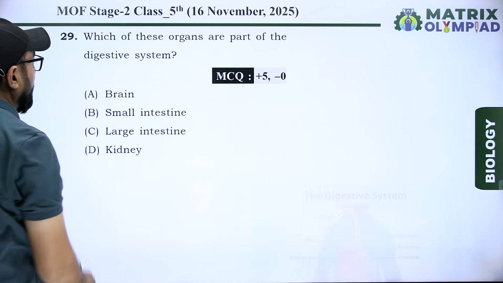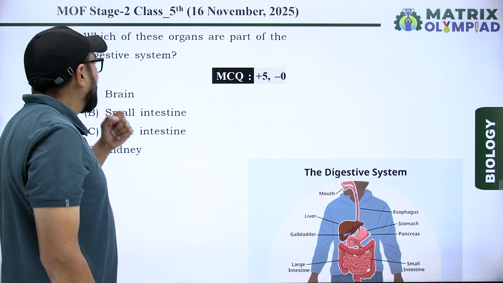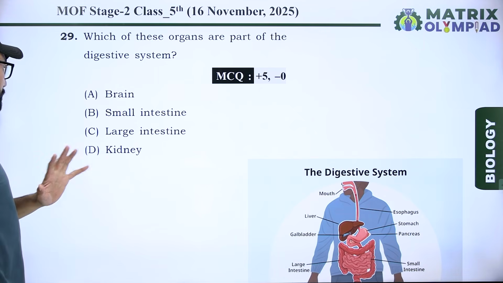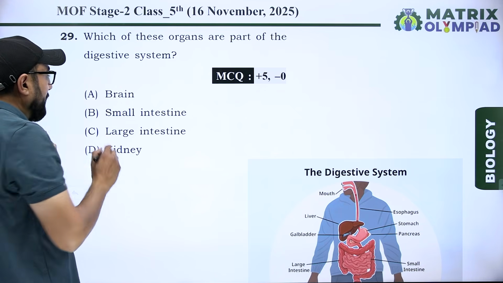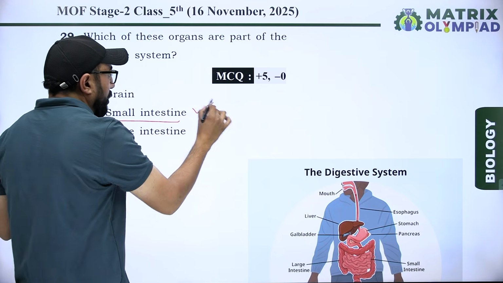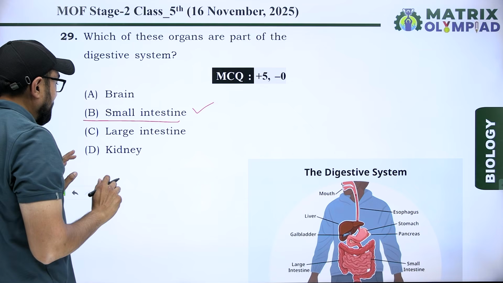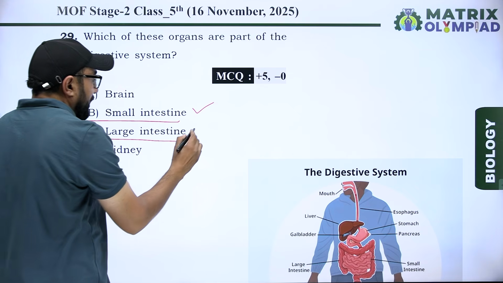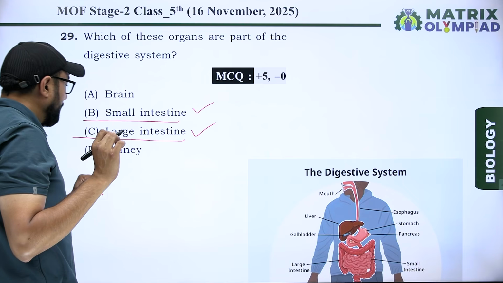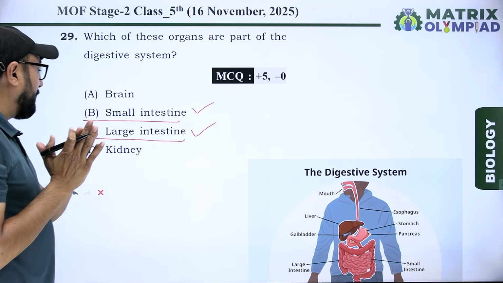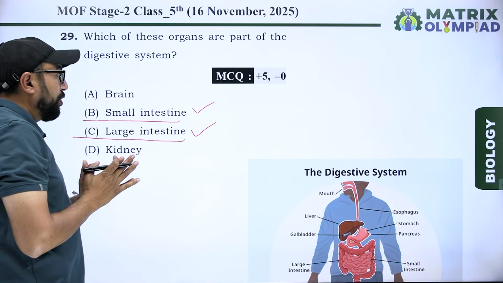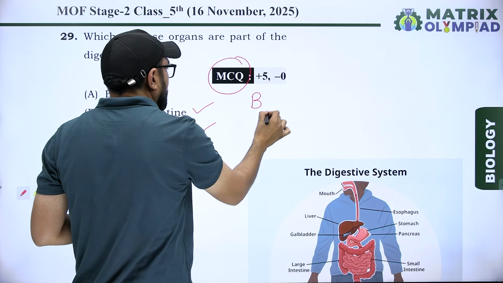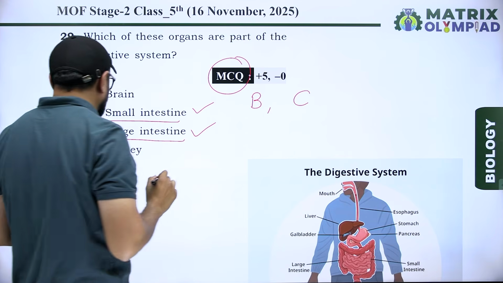Which of these organs are part of the digestive system? Option A, brain, no. Option B, small intestine, right, for absorption. Next, large intestine, yes. In alimentary canal, large intestine is present. And kidney, no. Kidney is part of excretory system. So, in this multiple choice question, our right answer is B and C.